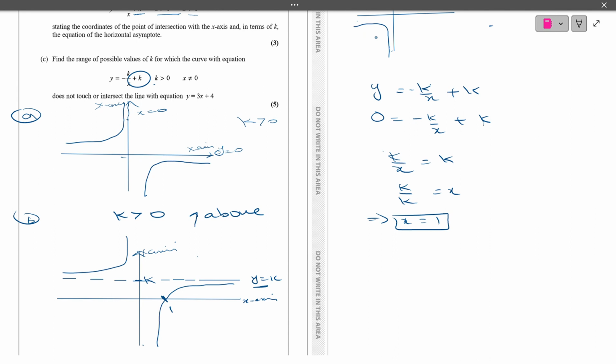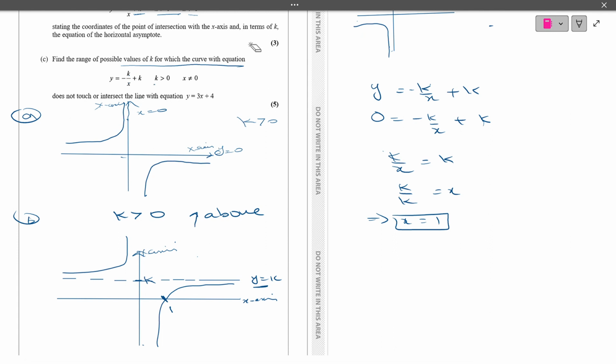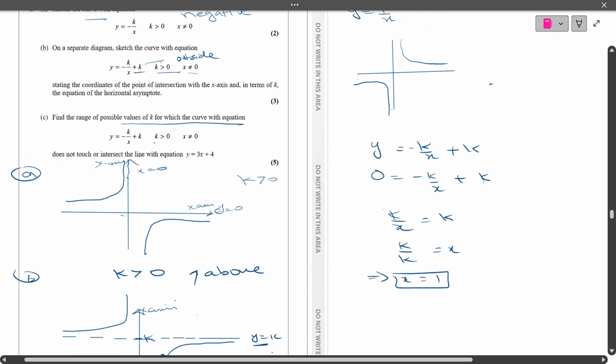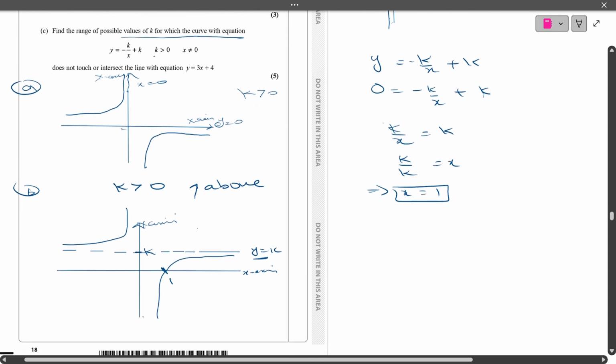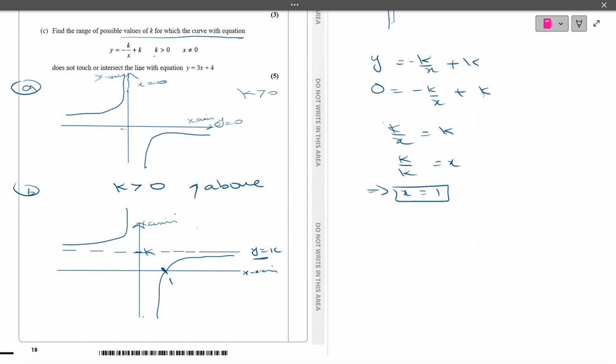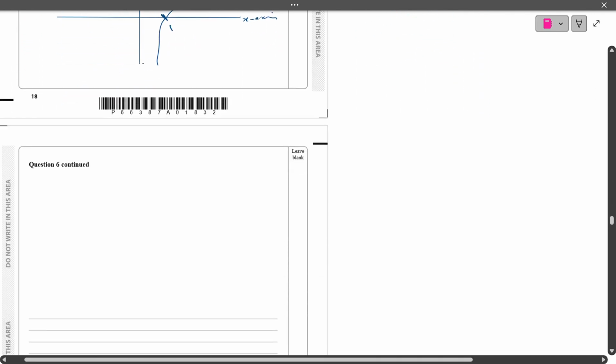Find the range of possible values of k for which the curve with the equation y equals minus k over x plus k, the equation is the same as written above, does not intersect the line with equation y equals 3x plus 4. So they said that the line does not intersect the curve. First let's equate them, and because they do not intersect, the discriminant b squared minus 4ac is less than 0. So let's start solving question C.